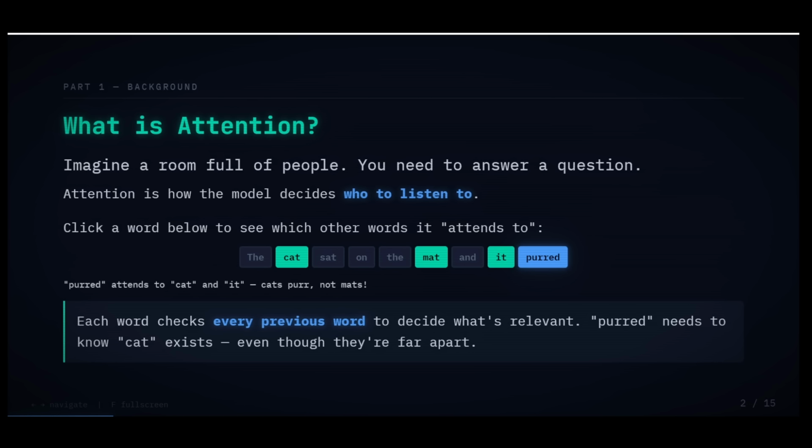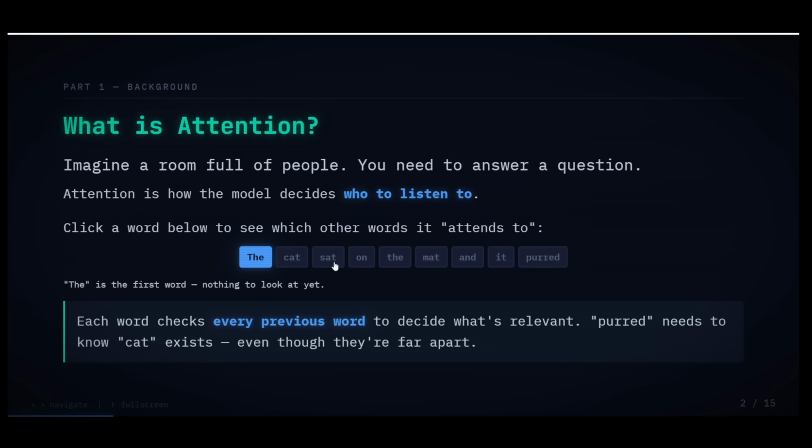When a language model reads text, each word needs to figure out which other words are relevant to it. That process is called attention. So think of it like being in a room full of people. You ask a question, and to answer it well, you need to look around and figure out who has the useful information. Attention is the model doing that, and this is part of transformers. You have to check each previous word to decide who you have to listen to.